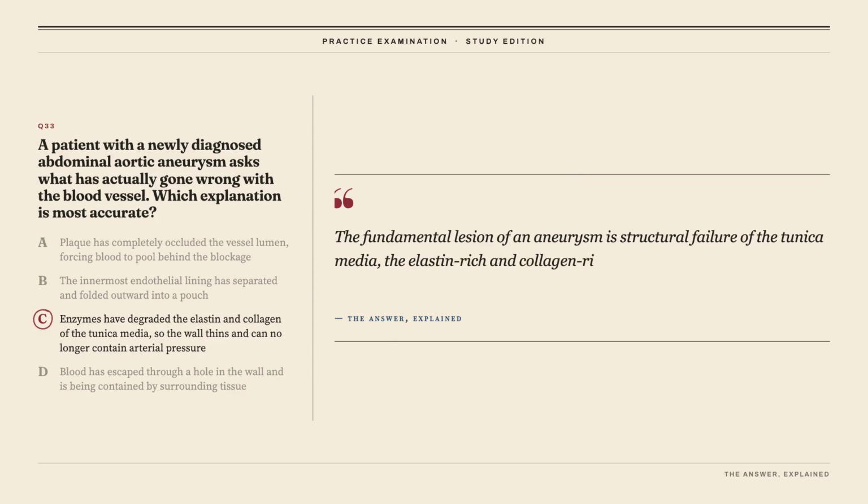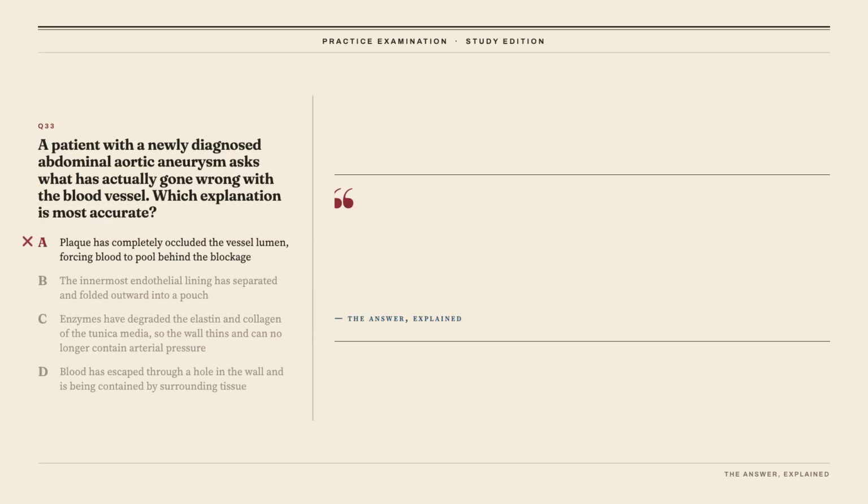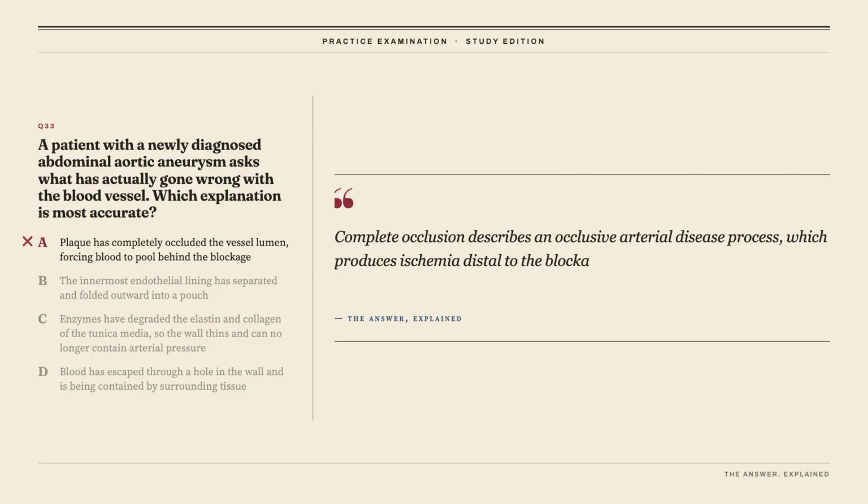Hypertension, atherosclerosis, and smoking activate matrix metalloproteinases that break those proteins down faster than the body replaces them. Once the media thins, dilation begins. A is wrong because complete occlusion describes an occlusive arterial disease process, which produces ischemia distal to the blockage rather than dilation. An aneurysm is a widening, not a narrowing.